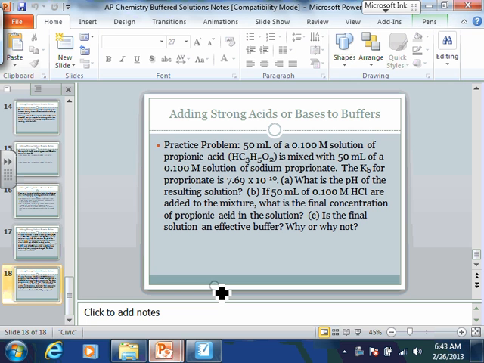So there's that. Now for part B, what if we add 50 milliliters of 0.1 molar hydrochloric acid to the mix? Now we have to be a little bit careful. We need to do some stoichiometry on this, right? If we add HCl into this mixture, what is the HCl going to react with? It's going to react with the base, right? And the base is going to be the C3H5O2 minus.